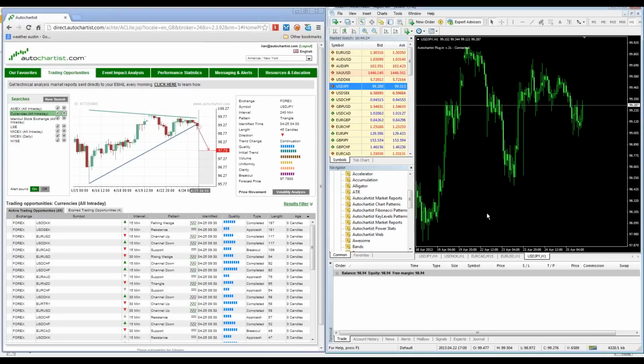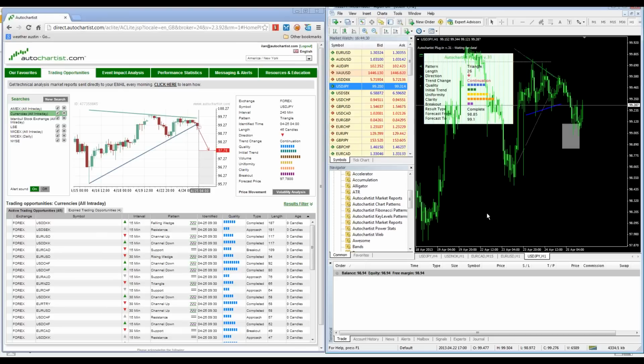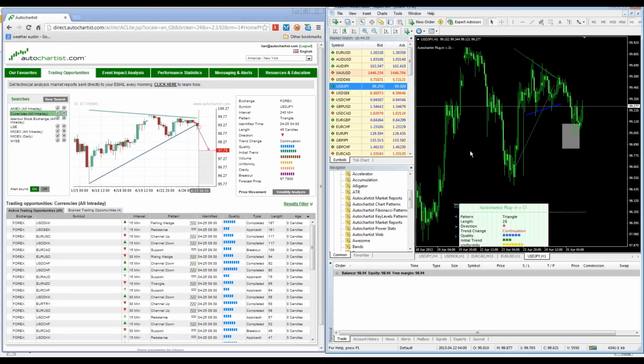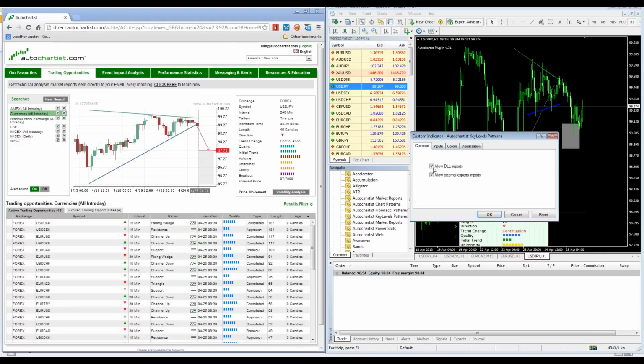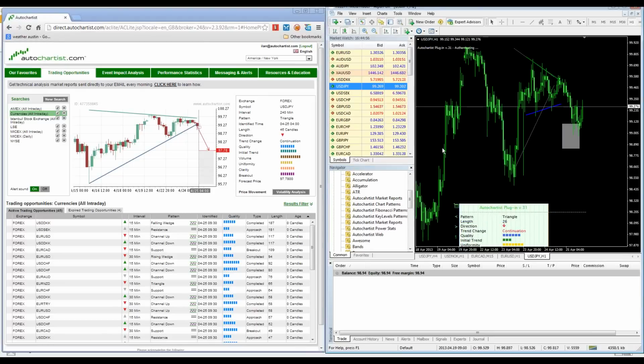Now, what happens with Autochartist now? It goes out and fetches the information. All right. Now, let me move this out of the way. What I can do now is also add in my key levels patterns. I drop key levels in. I make sure that allow DLLs and allow external imports are on, and that show emerging and show complete are both true. I click OK. And then Autochartist, if all goes according to plan, goes out and starts to download information.